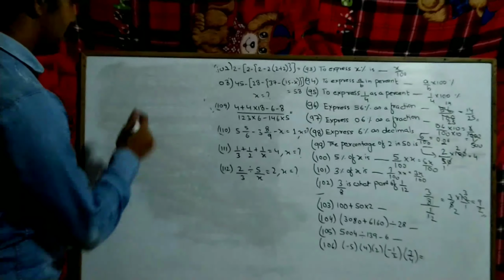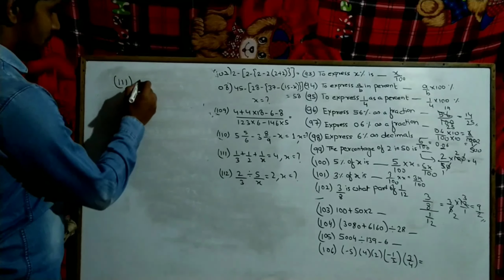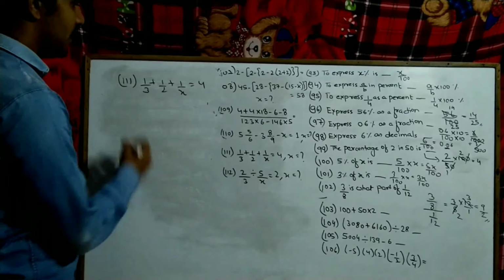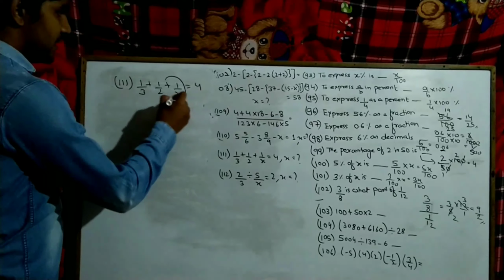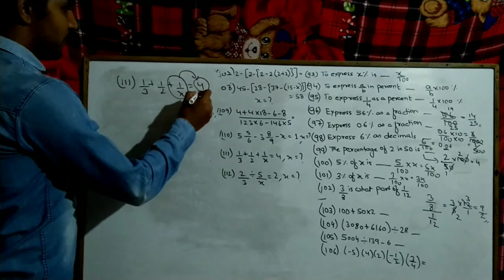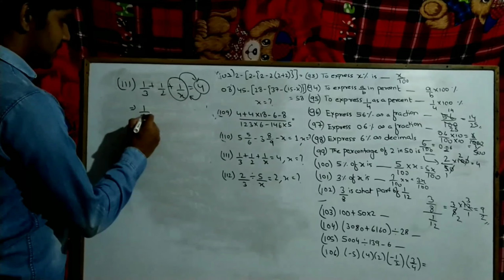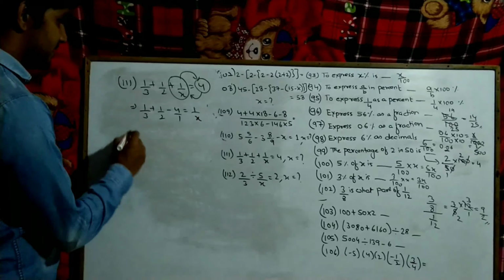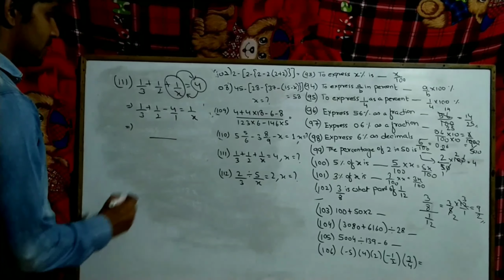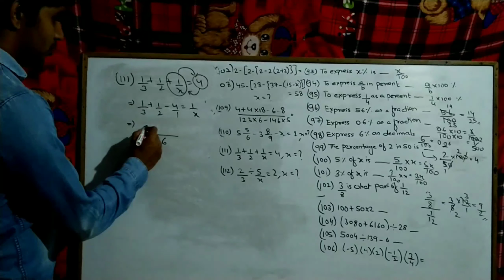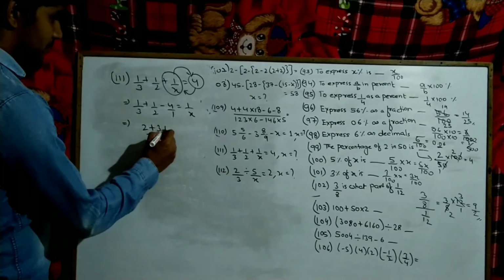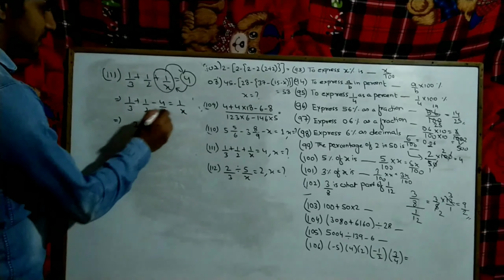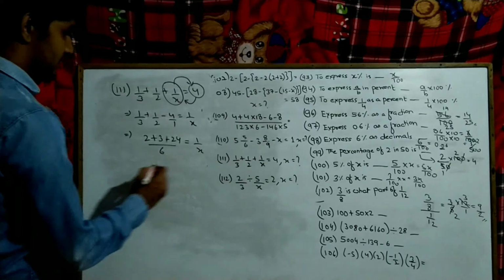Let's go to 111 problem. 1 by 3 plus 1 by 2 plus 1 by x is equal to 4. First of all, first send this x part that side and this plus 4 will come that side. Okay. So 1 by 3 plus 1 by 2 minus 4 is equal to 1 by x. Okay. Take LCM now. What is the LCM of 3 and 2 and 1? 6. So 6 divided by 3, 2. 2 plus 3, 3 minus 24. Because 6 divided by 1, 6. 6 into 4, 24 is equal to 1 by x.